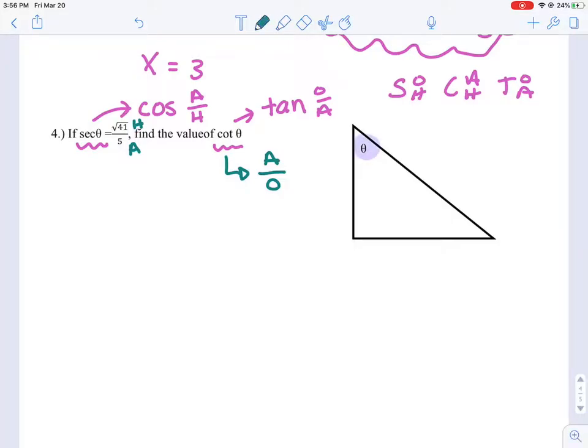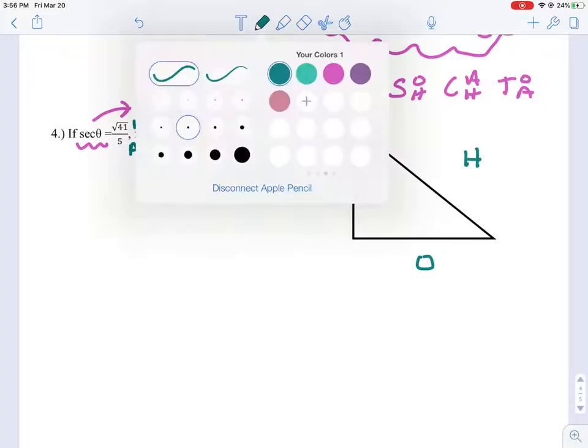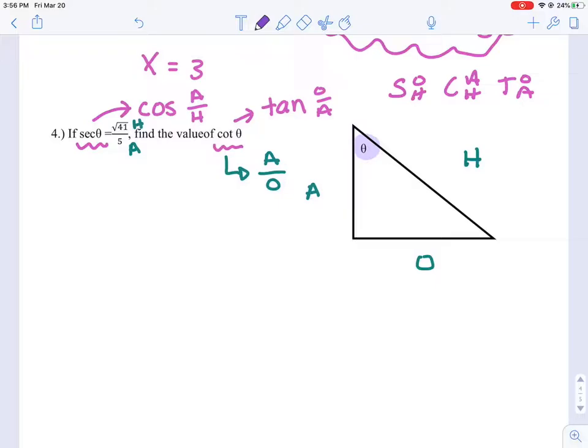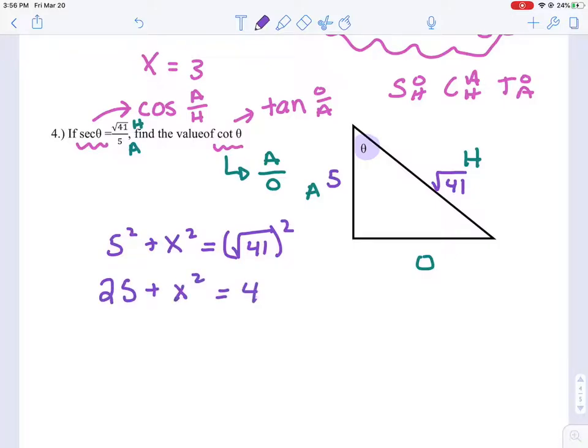Here's the angle they gave me. This is my opposite, hypotenuse, and adjacent. And let's label what we have. Hypotenuse is the square root of 41. My adjacent is 5, and I need to find my opposite. So 5 squared plus x squared equals radical 41 squared. 25 plus x squared equals 41. And now let's just subtract that over to the other side. I get x squared equals 16. And let's take the square root of that, and I get 4.